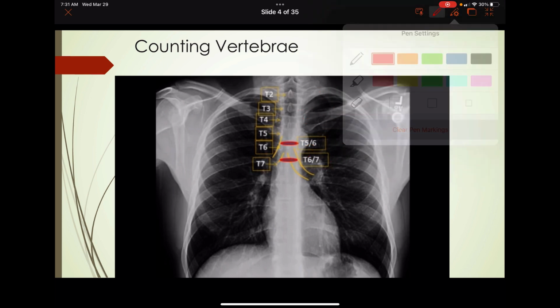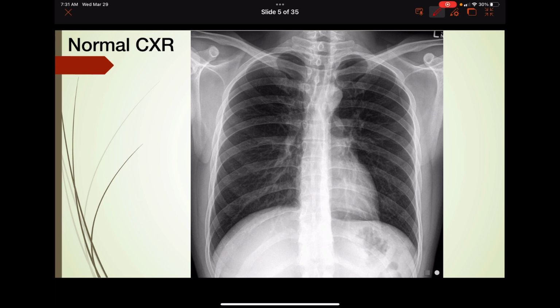Let me get rid of those markings. So here is a normal chest x-ray, and if you do the method A for airway, you can see the airway coming down here, the trachea. And here's the carina right here. And obviously you're going to want either your line coming down here, somewhere right about the carina, or your endotracheal tube about 5 centimeters above the carina. And I usually put it right below the clavicles.